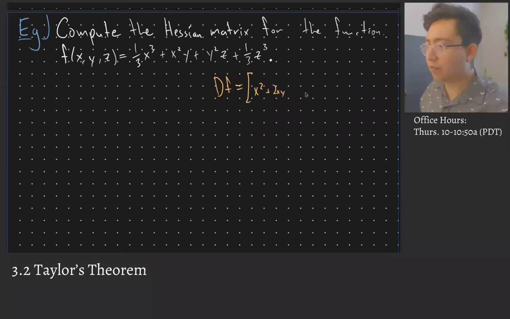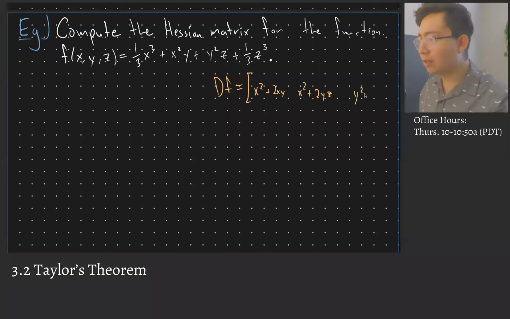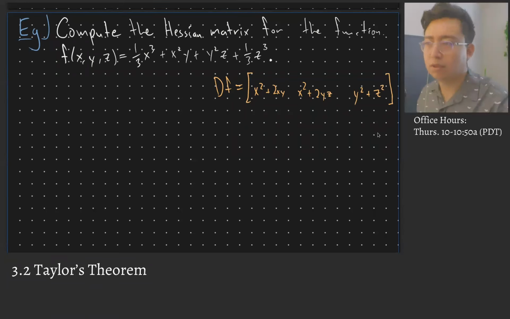Now the derivative with respect to y, this goes away and we just get x squared plus 2yz. And then this goes away. So this term and this term have y's in them. And then in the z, we have these two terms here. So we get y squared plus z squared. Cool. We close that off. Okay. So this is the matrix of partial derivatives.